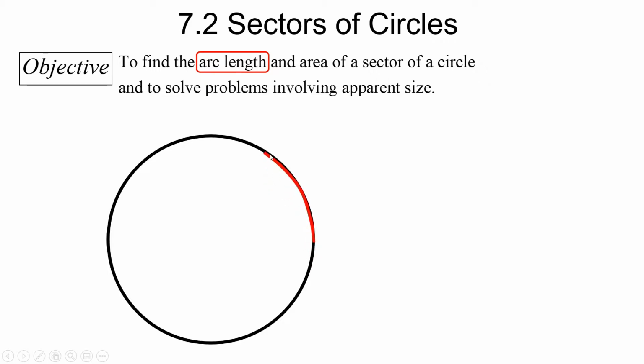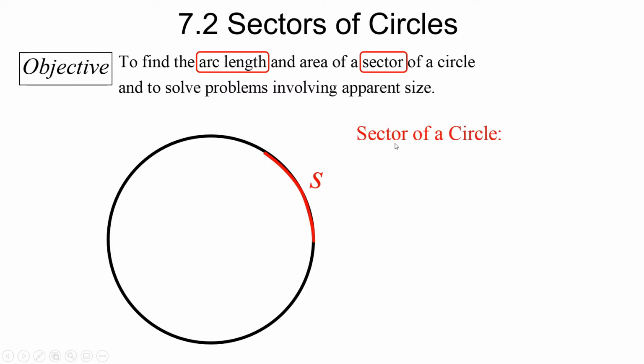So this right here would be an arc length. And we use an S to represent arc length of a circle, of the arc on a circle. A sector. A sector is nothing more than a piece of pie in layman's terms.